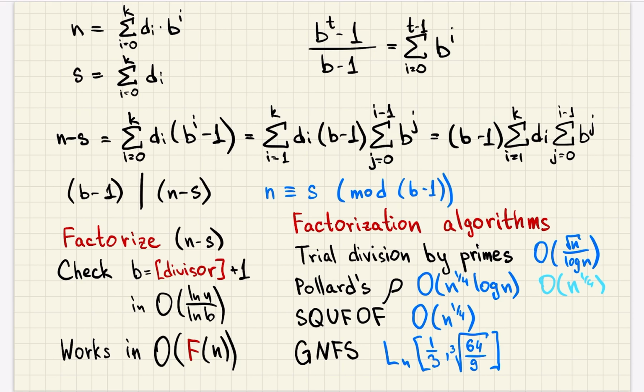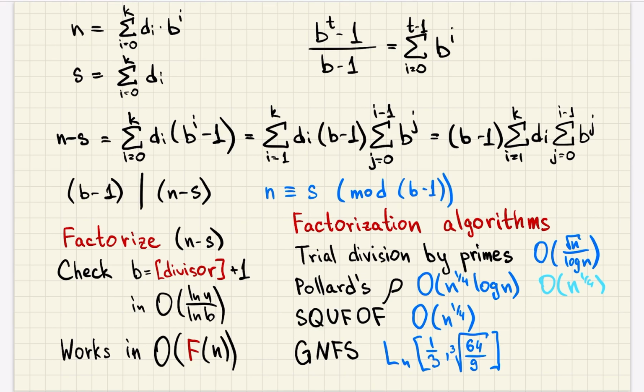It should be divisible by b minus 1. But then we can factorize n minus s, so find all the factors. And the only possible candidates for b are divisors of n minus s plus 1, because b minus 1 should divide n minus s. You should handle s equal to n and s greater than n separately, but you probably should do that anyways. So we should only check divisors of n minus s plus 1.